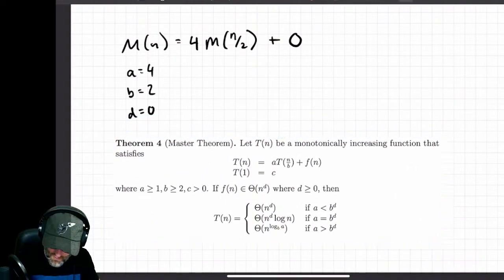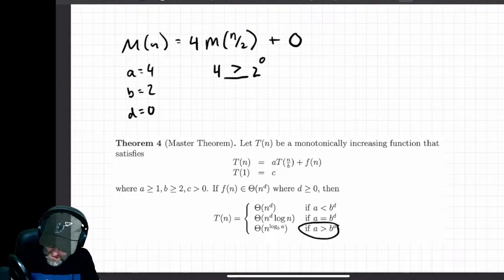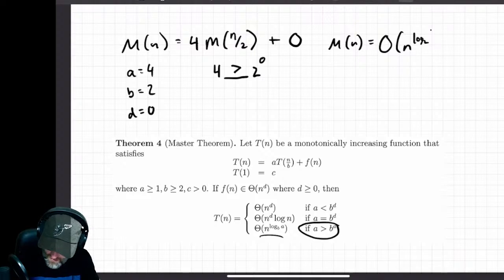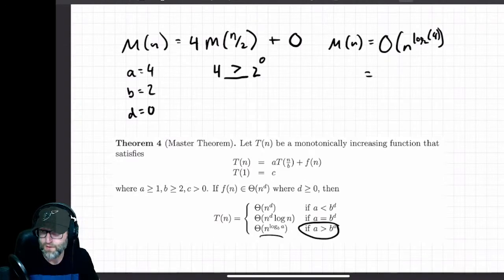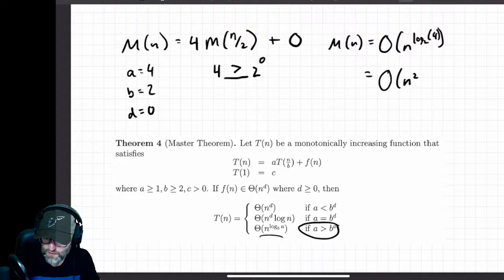No memorization required. Just look it up. 4 versus B to the D. In this case, B is 2 to the D. And so we've got a strictly greater than situation here. And we've got that Gomer's solution here is going to be order n to the log base 2, that's B, of A. Which you don't even need to pull out your calculators for that. Log base 2 of 4 is going to be 2. So this is going to be order n squared.